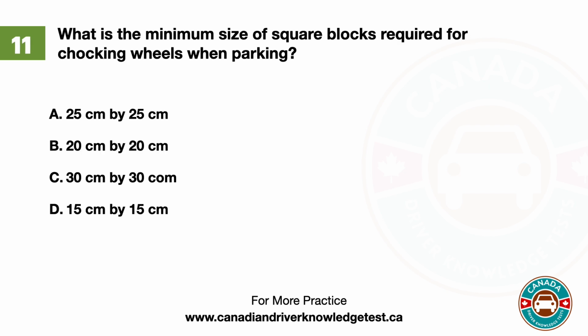Question 11. What is the minimum size of square blocks required for chalking wheels when parking? A. 25 centimeters by 25 centimeters. B. 20 centimeters by 20 centimeters. C. 30 centimeters by 30 centimeters. D. 15 centimeters by 15 centimeters. The answer is D. 15 centimeters by 15 centimeters.